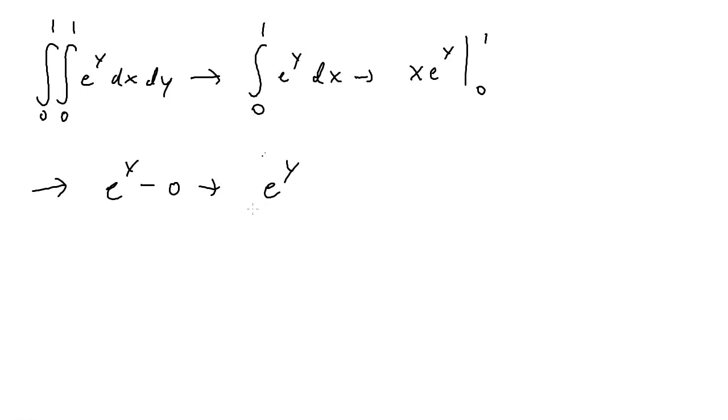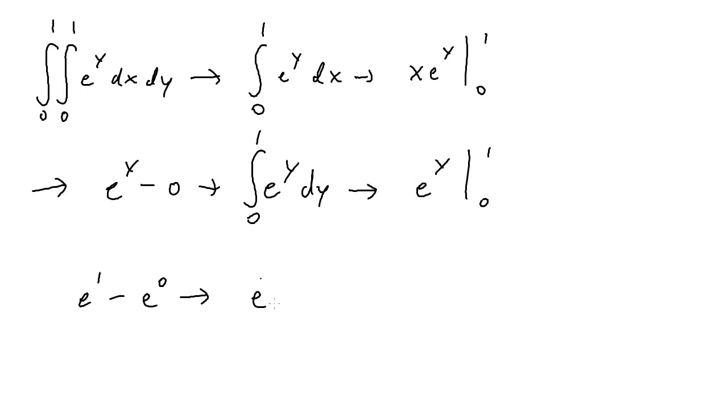So now we can evaluate the outer integral from 0 to 1, this time with respect to y. Integral of e to the y is going to be e to the y. And then we can evaluate from the y bounds of 0 to 1. So when I plug in 1 for y, we'll get e to the first, minus when I plug in 0 for y, we get e to the 0. So then e to the first is e, and e to the 0 is 1, so the final answer is e minus 1.